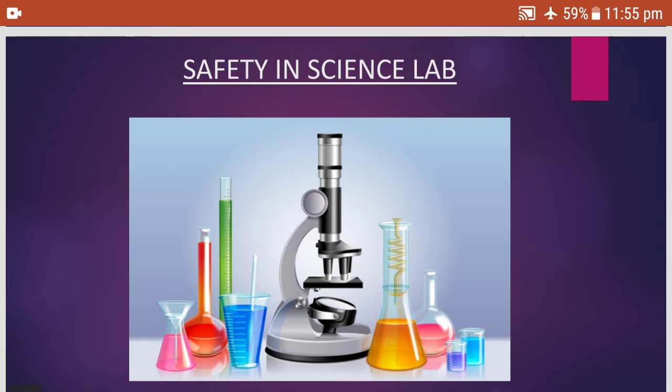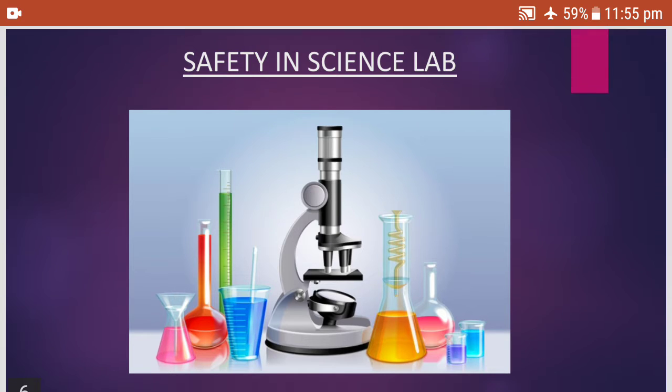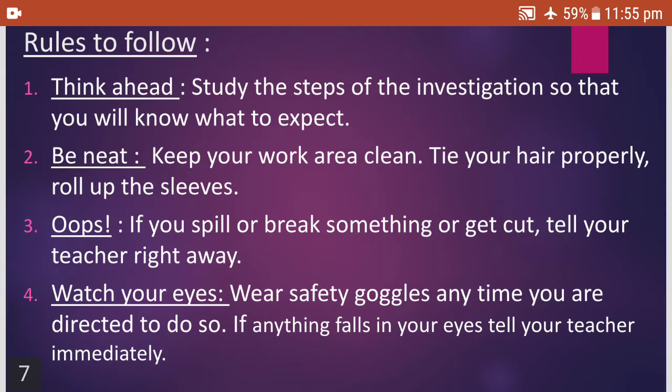Now we will see some of the steps that have to be followed when you are in the science lab. That is the safety rules. The safety rules that should be followed in the science lab. Rules to follow. Number 1. Think ahead. Study the steps of the investigation so that you will know what to expect. Be neat. Keep your work area clean. Tie your hair properly. Roll up the sleeves. See that nothing should disturb you when you are performing the experiment.